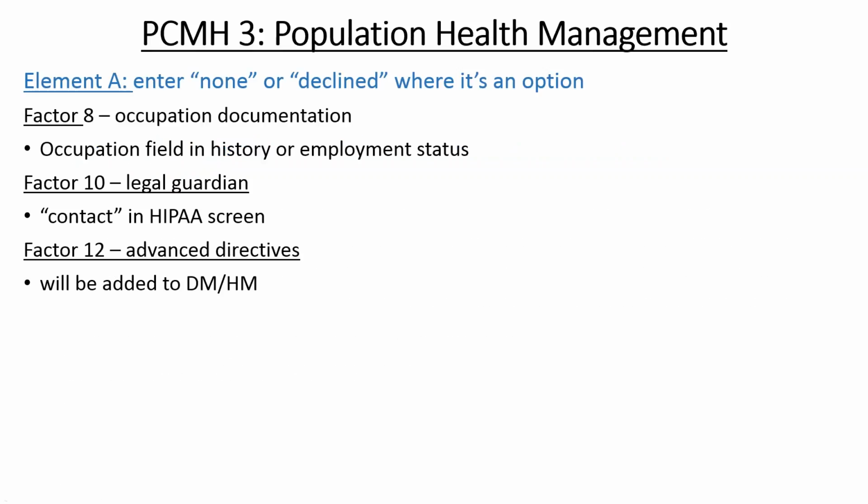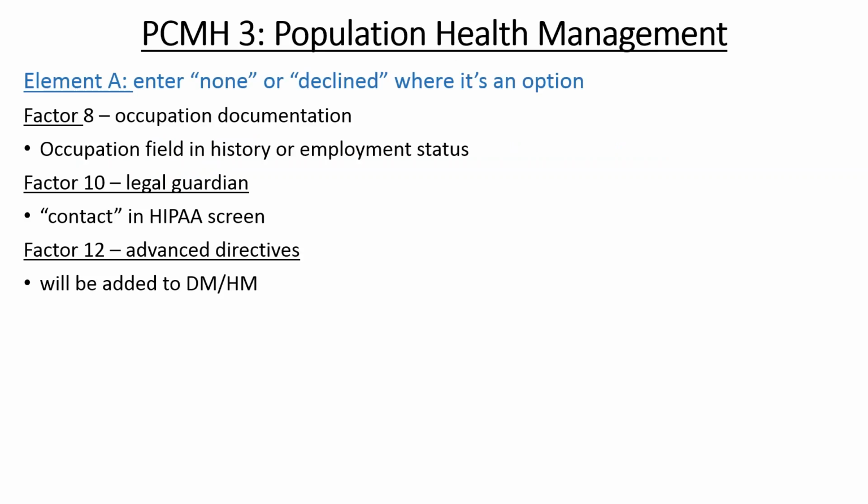Looking at Standard 3, I just wanted to talk about a couple of things in Element A. Standard 3 is all about population health management. Specifically in Element A, there are a few different areas, keeping in mind that for the whole element you should enter either none or declined or unknown, wherever that's an option.